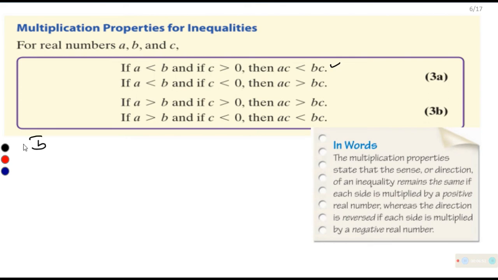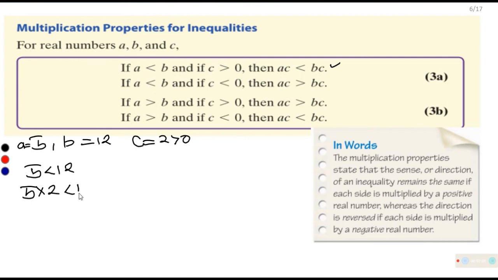For example, let a equals 5, b equals 12, and c equals 2, which is greater than 0. Then of course 5 is less than 12, and 5 times 2 is less than 12 times 2, which is 10 less than 24. So it's true. Now the second part: if a is less than b and c is less than 0, then ac is less than bc.